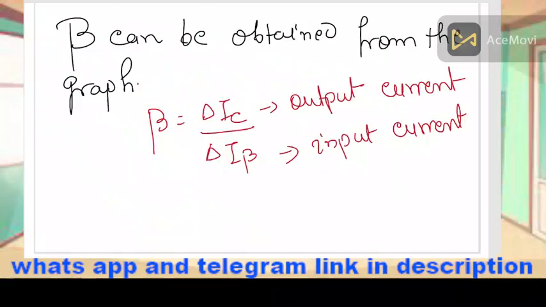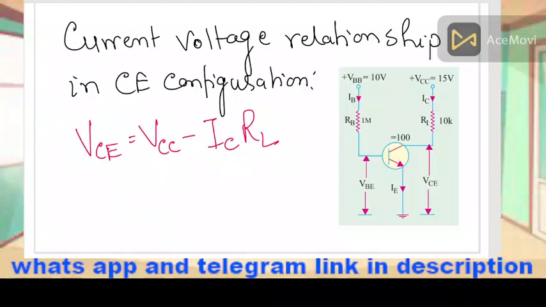This is required. Now you can again obtain the beta value from the graph by observing the change in the collector current and observing the change in the base current. It is not beta, it is base current. This ratio we require. Now if there is no change in IC for any change in base current, then it is of no use for amplification.